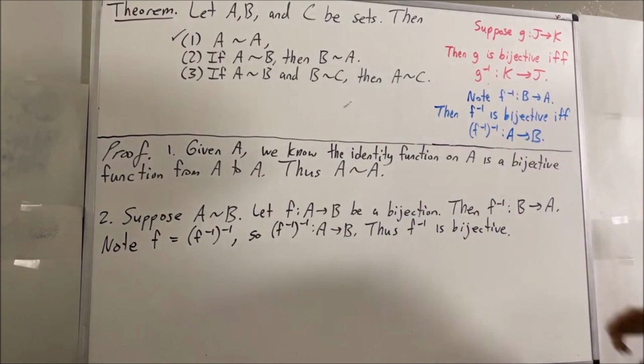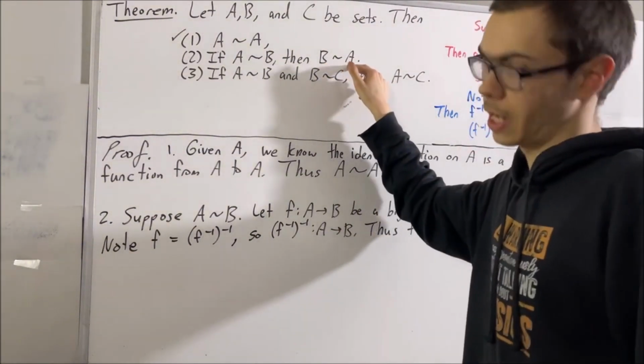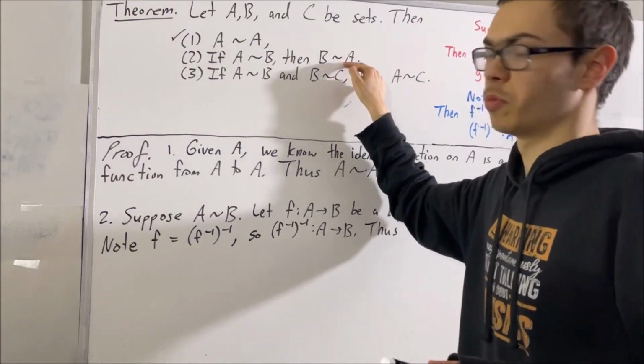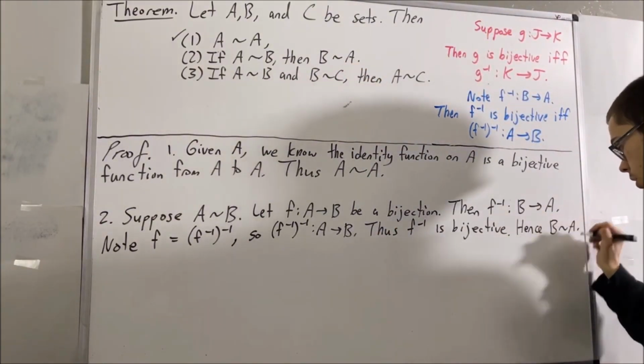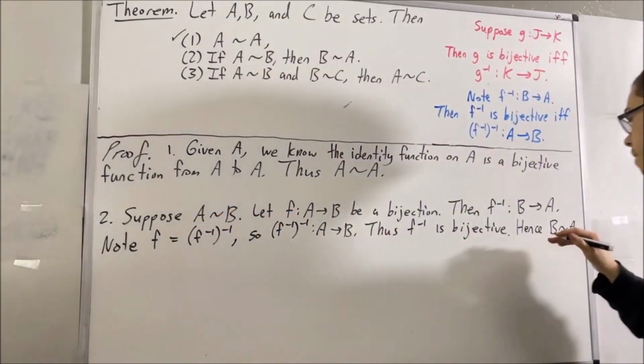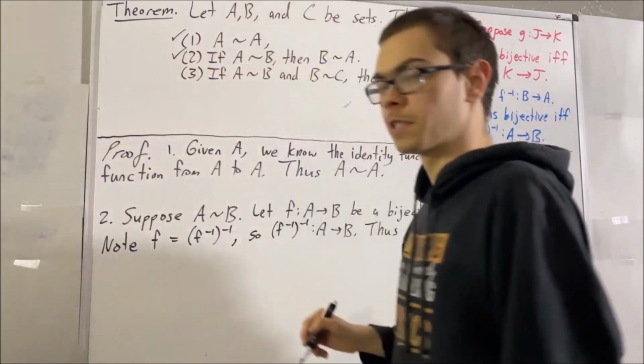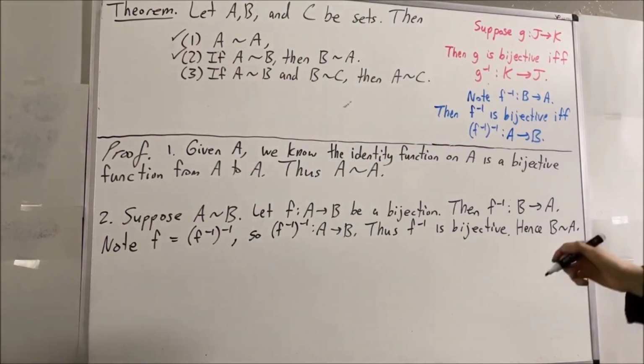So, we have a bijective function from B to A, which is what it means for B to be equinumerous with A. So, B is equinumerous with A. So, we have shown if A is equinumerous with B, then B is equinumerous with A. Exactly what we wanted to prove, so that proves 2. And lastly, we're going to prove 3.